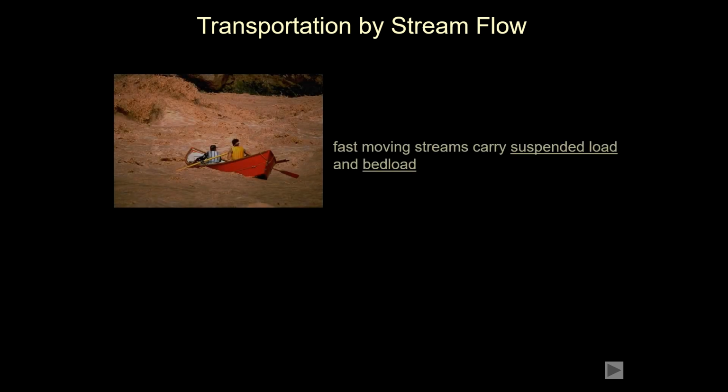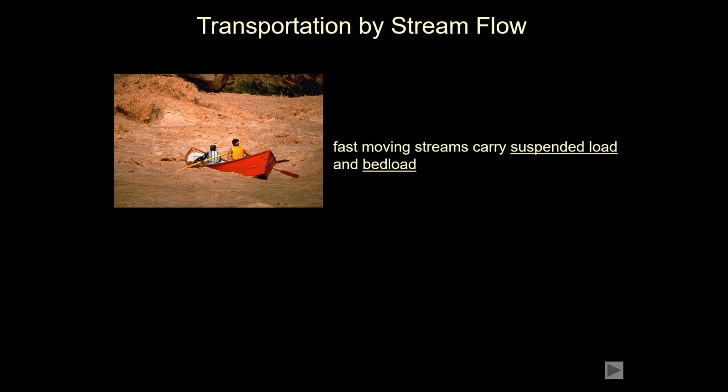Let's talk a little bit about transportation by stream flow. We know that fast-moving streams carry material in two ways, as suspended load and as bed load. So what's the difference? Well, suspended load, as you see in this picture with this dory, the water looks kind of chocolatey almost. That's because the fast-moving water is picking up sand and silt in particular, and some particles of clay as well, and carrying those particles along just by the moving water.